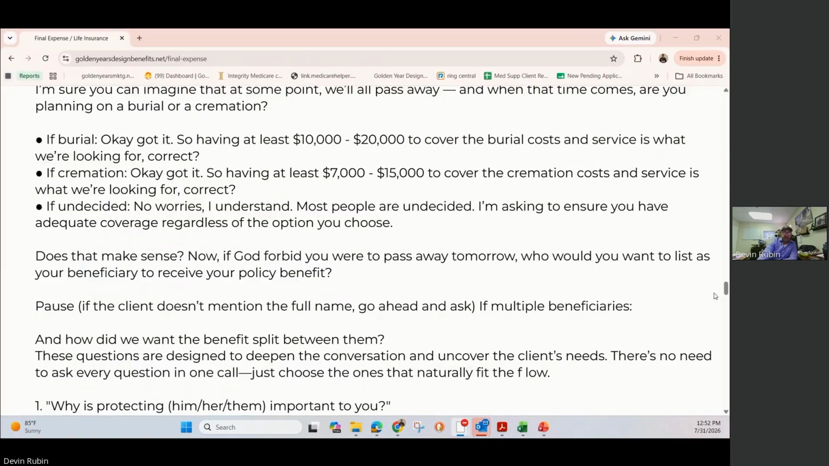So that's a little bit of a background on what you need to know in terms of the different types of life insurance, what the underwriting procedure is, what questions you have to ask, why you need to get medications, and then determining if they are going to go for a burial or cremation. So that's a little bit of a background.